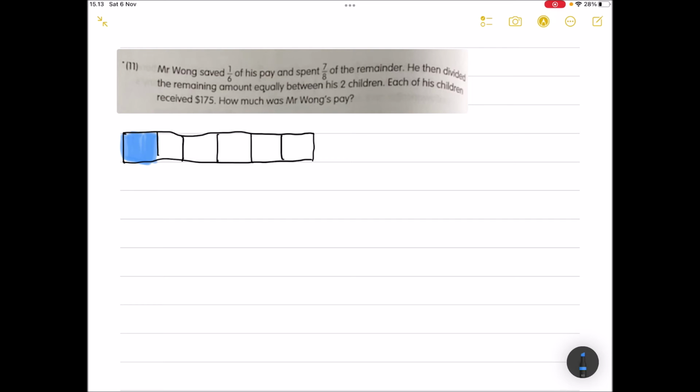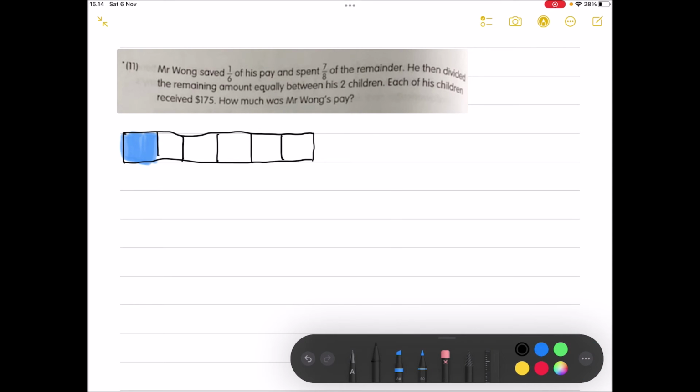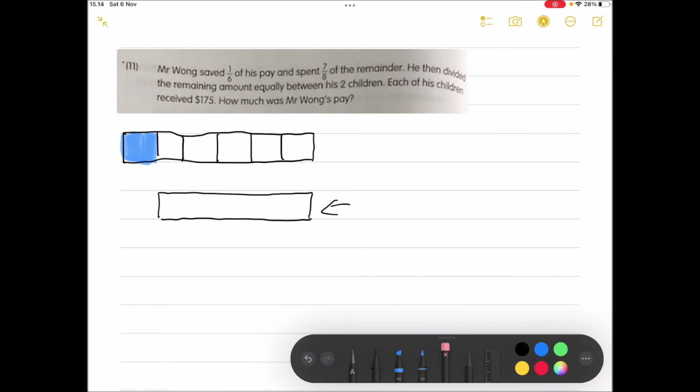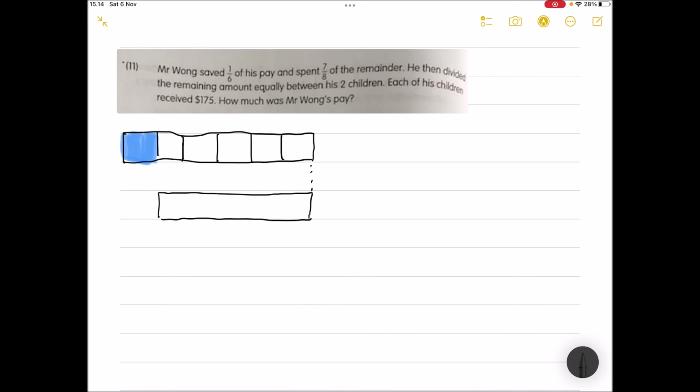This is the tricky part. What we have here is actually only 5/6. How can we show 7/8 of the remainder? One of the tricks is we create the parts here. Remember, this is not Mr. Wong's payment. This is only Mr. Wong's money after he saved 1/6. Now from this bit, as you can see, it is equal size on the top. That's how I do it, so that it's easier for us to perceive it visually.